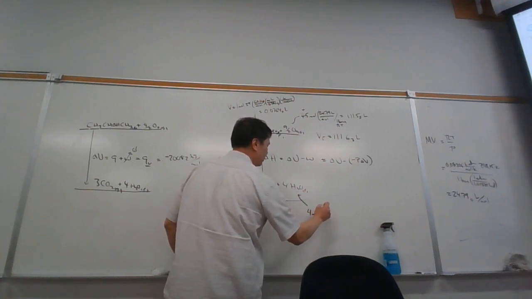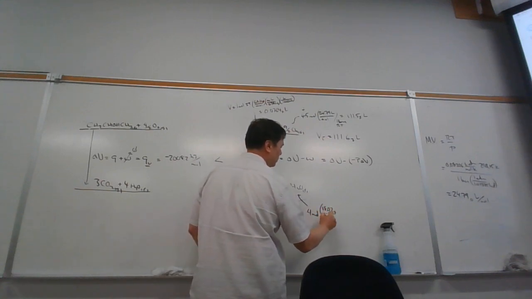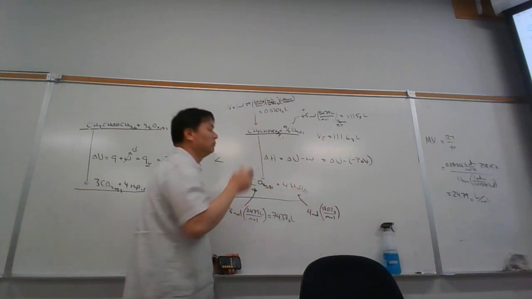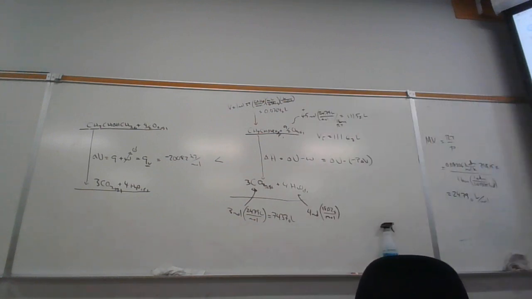So 4 moles of water, and the molar mass of water, I have memorized, 18.02 grams per mole. The density of water, well, since we're trying to be more accurate, we get the density of water at 25 degrees C. Should I use 999? Something like that. Density of water at 25 Celsius.